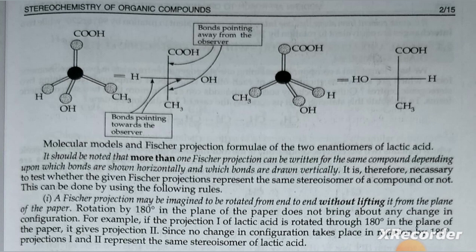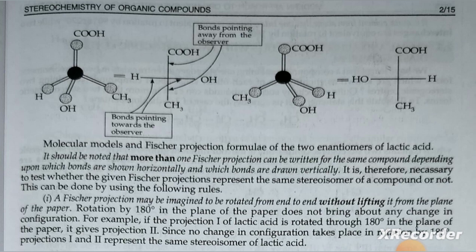It should be noted that more than one Fischer projection can be written for some compounds depending upon which bonds are shown horizontally and which bonds are drawn vertically. It is therefore necessary to test whether the given Fischer projections represent the same stereoisomer of a compound or not. This can be done by using the following rules. First, a Fischer projection may be imagined to be rotated from end to end without lifting it from the plane of paper. Rotation by 180 degrees in the plane of paper does not bring about any change in the configuration.